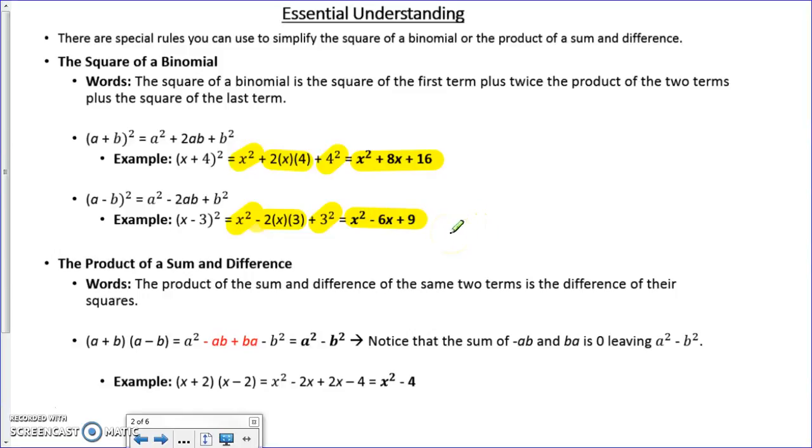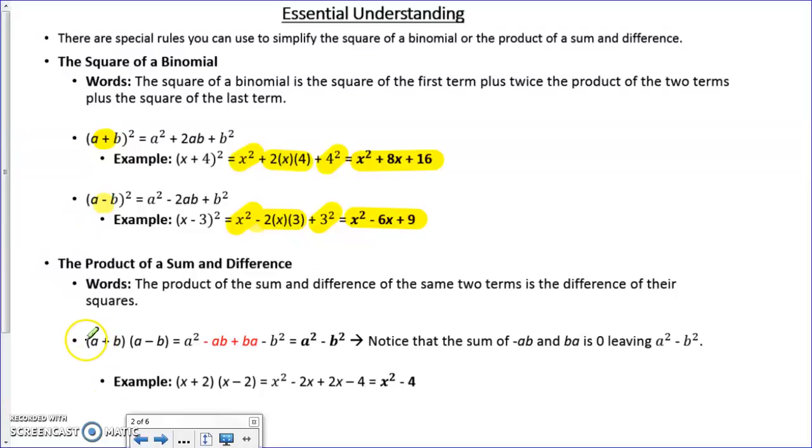In other words, if you see one parenthesis to the second power, it's either going to be a squared plus 2ab plus b squared or a squared minus 2ab plus b squared, depending on if there's a plus sign or a minus sign. The product of a sum and difference. This is the other special case. In words, the product of the sum and difference of the same two terms is the difference of their squares.